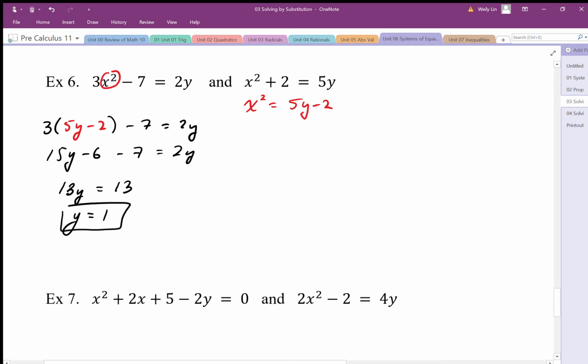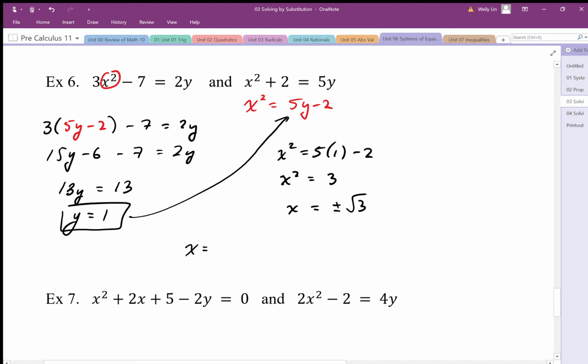Okay, remember it's a system, I do have to solve for x. So when I substitute it back, I end up with x squared equals 5 times 1 minus 2. X squared is equal to 5 minus 2, which is 3. Remember to plus or minus when you square root. So I get 2 x's. So my solutions look like this. Remember these are two-dimensional solutions, so we have an x and y solution. So root 3, 1, and negative root 3, y equals 1.